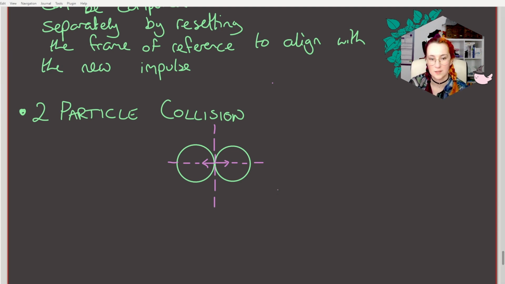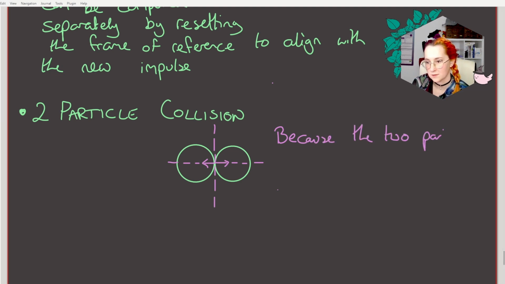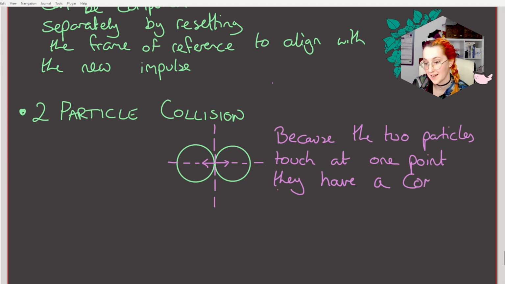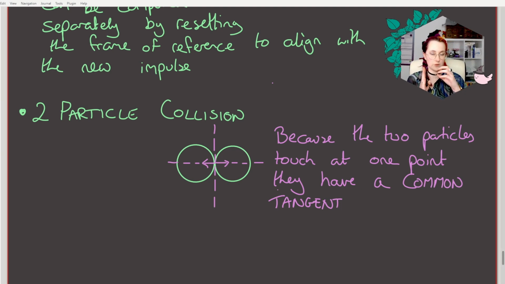So, where can I write this? There. Because the 2 touch at one point, they have a common tangent, it's called. So you think when a ball hits a wall, the wall makes the tangent with the ball. Now, from the perspective of one of those balls, the other ball is the wall.